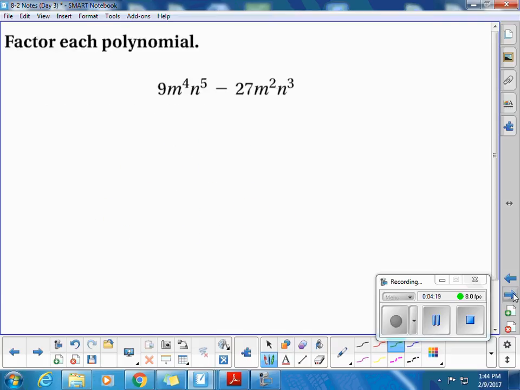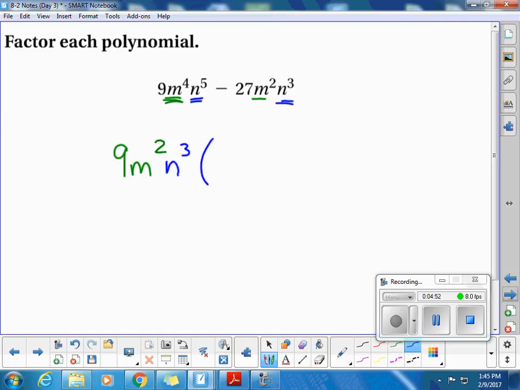All right, 9 and 27. 27 is divisible by 9. So I can get a 9 out of that. I look at my m's. The most I can get out of 27m squared n to the third is m squared. And I have at least m squared over here. Then I look at my n's. I have n to the third here and n to the fifth here. So the most I can get out is n to the third.